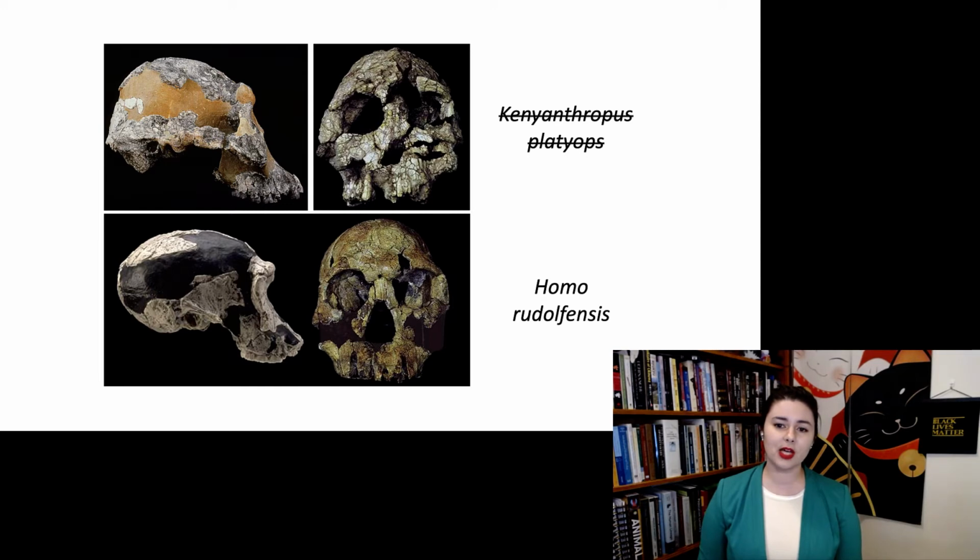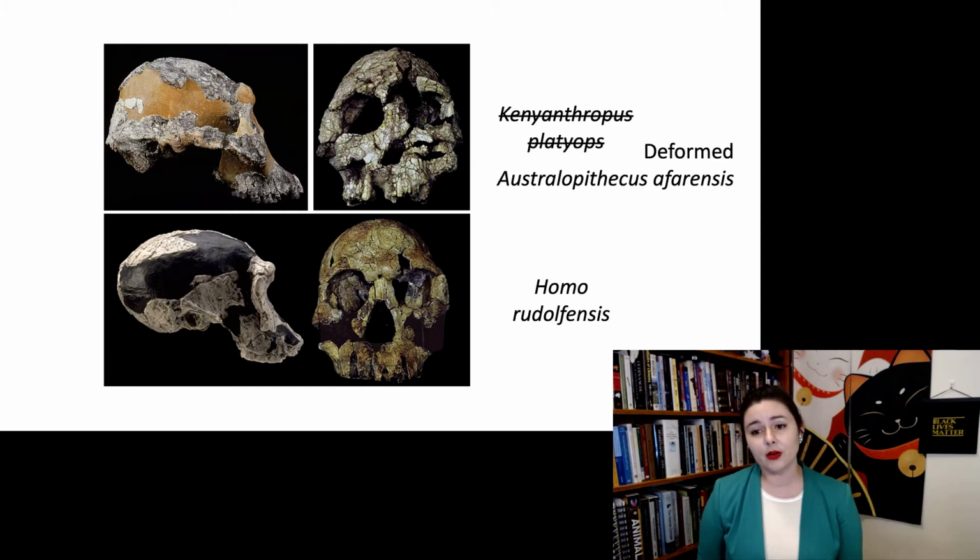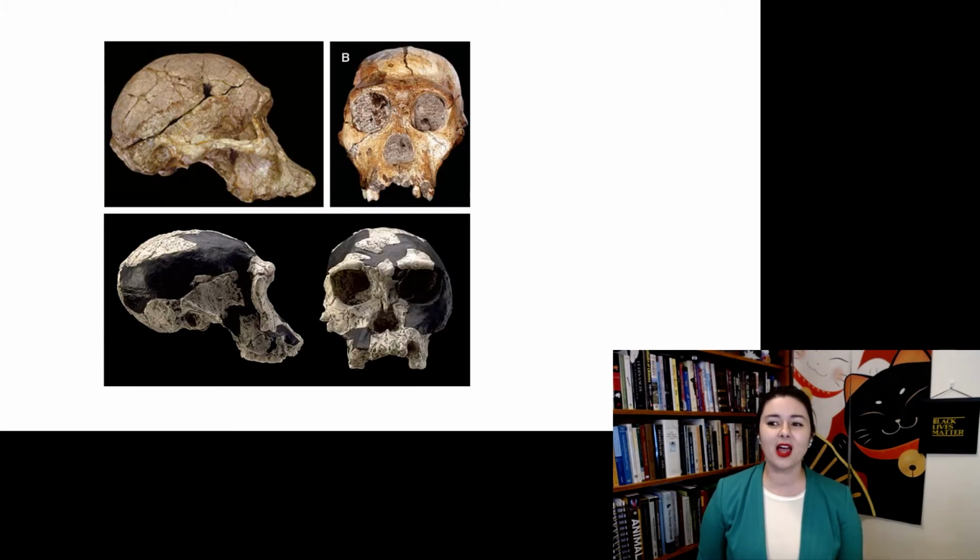Of course, I don't agree. I don't think Kenyanthropus is real. Of course, not everybody agrees with me. I'm of the opinion that this is a deformed Australopithecus afarensis, so we shouldn't really be using it to change the taxonomy of other species. But of course, some people do try to make this argument and are noting the similarity in these flat faces.